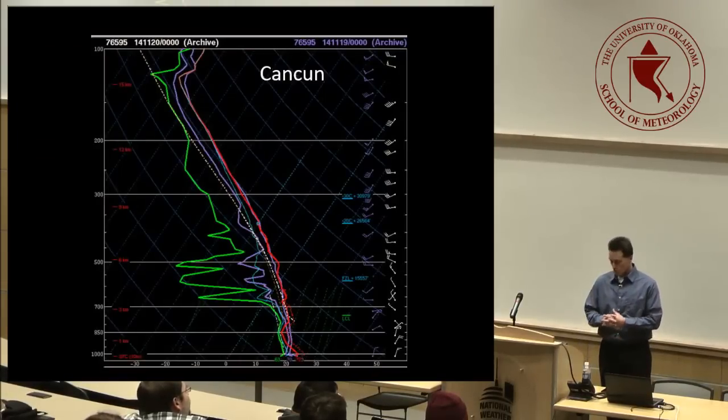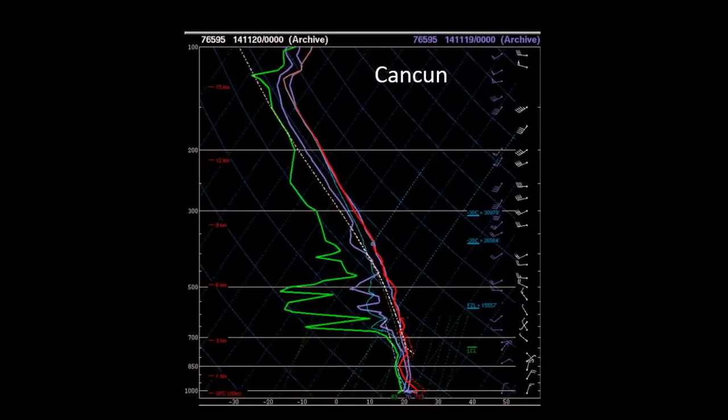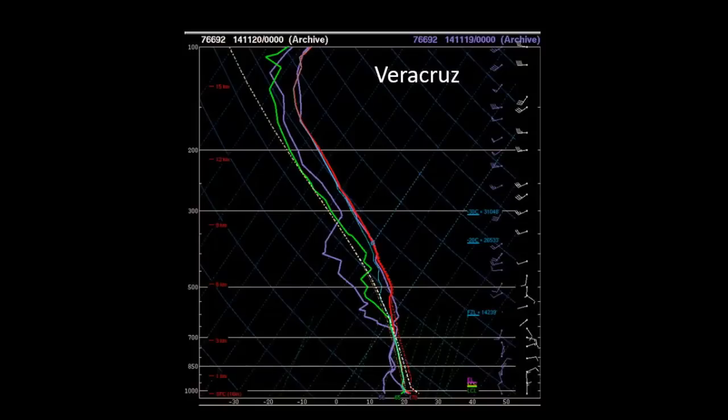Now, just so you are oriented here, this is Cancun 24 hours later. In the background is the previous sounding in purple. So that was 24 hours ago, the same sounding location. So you can see in Cancun, we've dried and cooled in the low levels, especially just cooling. It's still not particularly cold. And again, this is about where that frontal zone stalls.